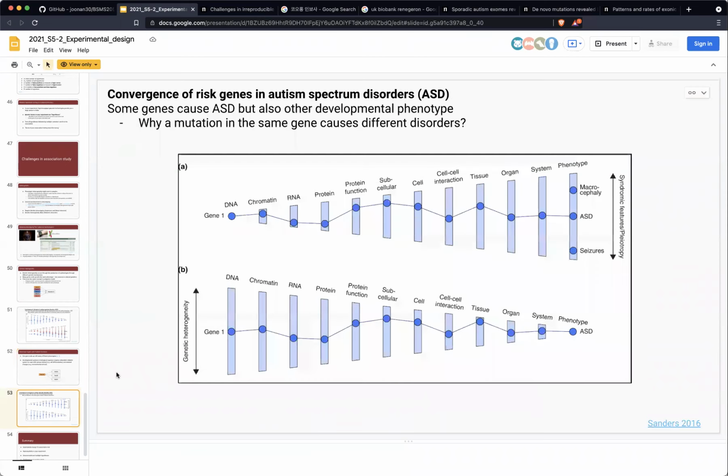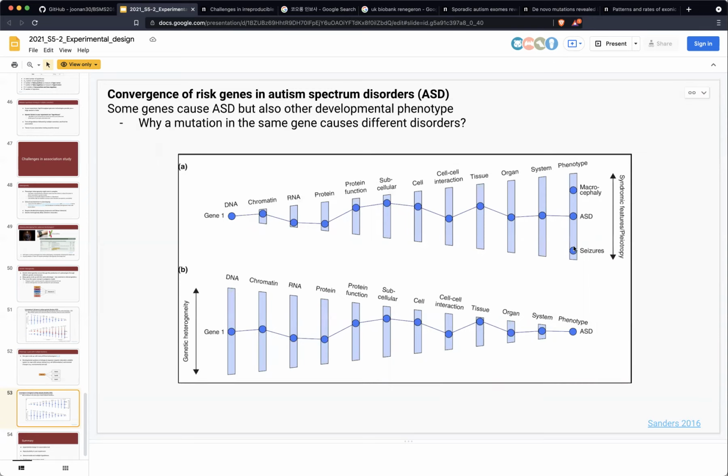So why do we care about this situation? With a pleiotropic gene, you have a mutation in gene 1, and the mutation can cause autism, but it can also cause macrocephaly, where your head circumference, your head size, is much larger than the general population. That is the macrocephaly phenotype. Or this gene 1 mutation can cause seizures, right?